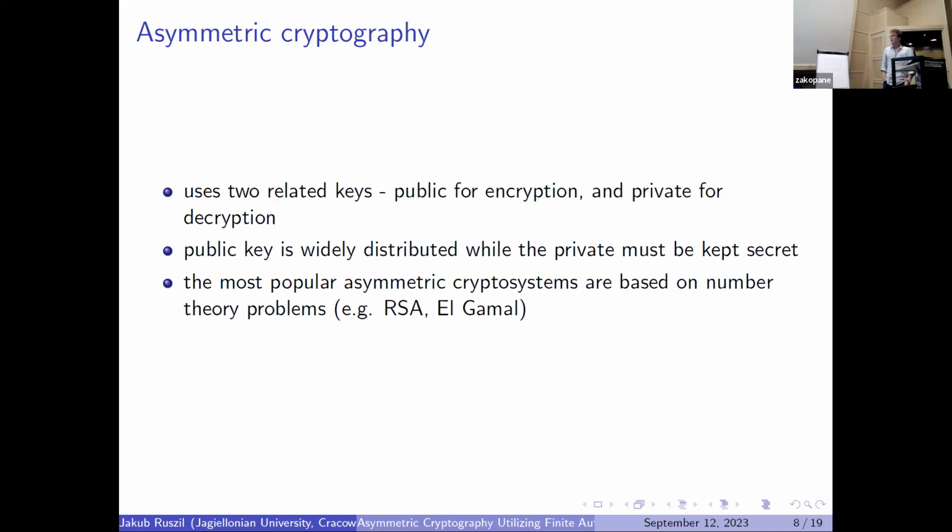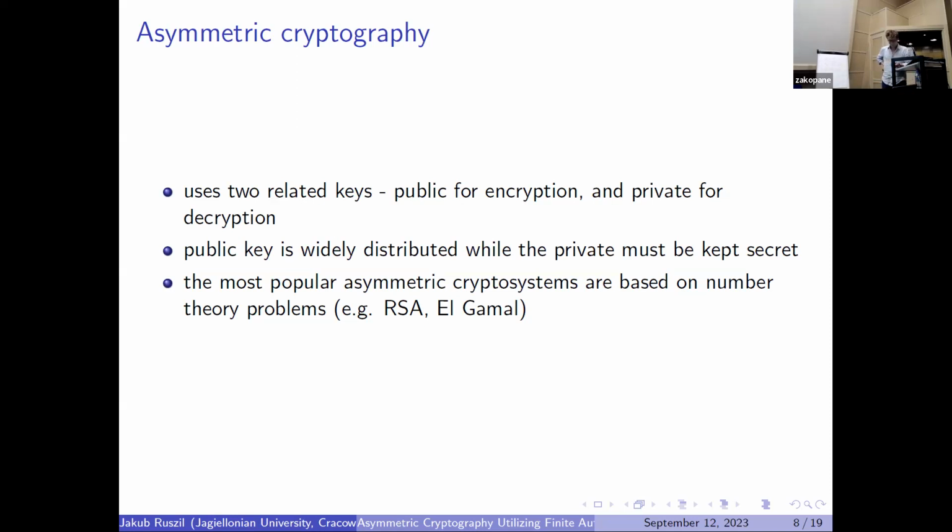And of course, there are some examples of asymmetric cryptosystems that are not based on number theory. But I think it was some kind of intellectual challenge for me to come up with something.